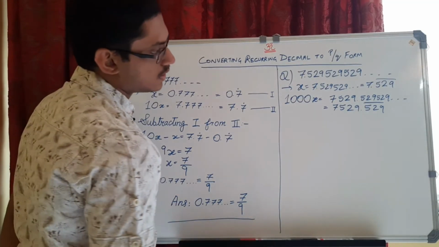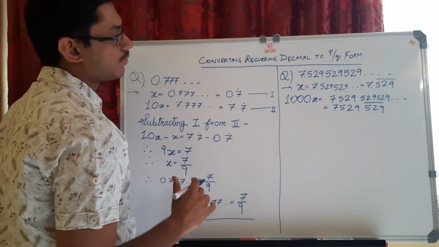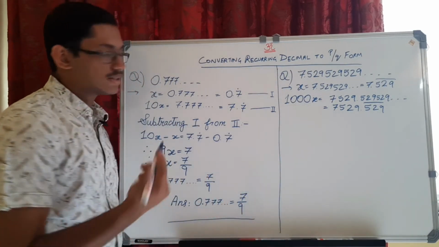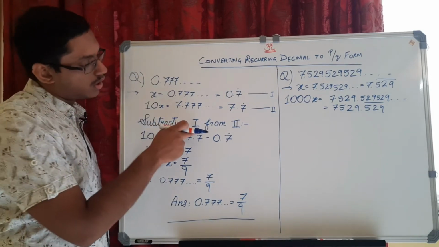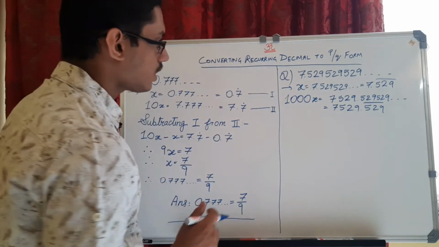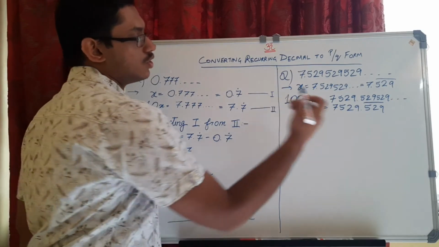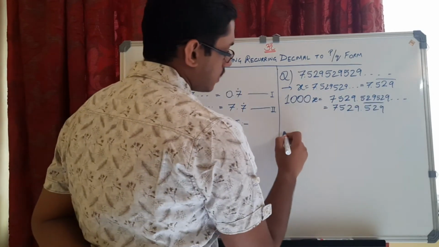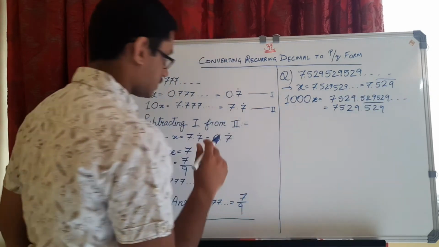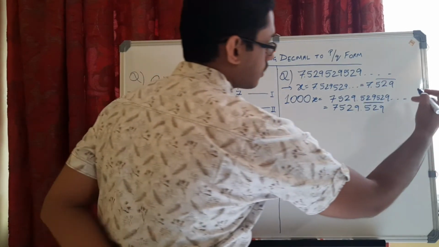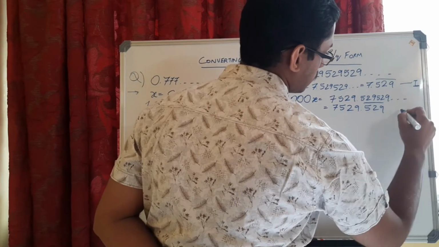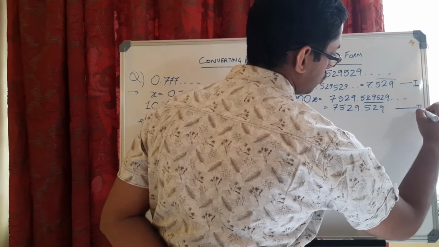Okay, 529 bar. Now see, what was the next thing to do? Subtracting 1 from 2. The target should be to eliminate these recurring numbers. Alright. So again, do not forget to put this here also. This is 1, this is 2. Okay.